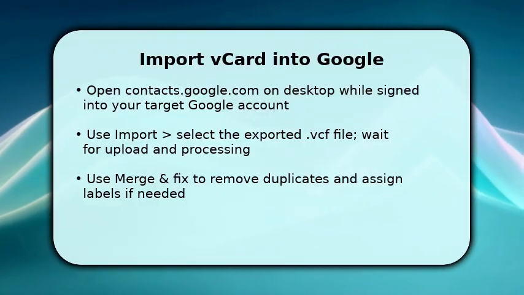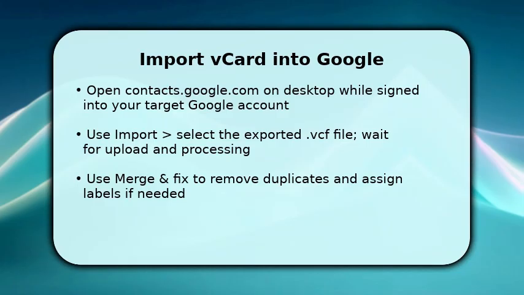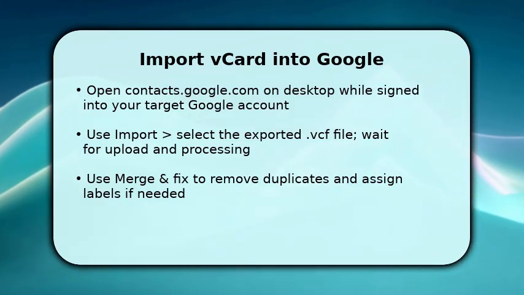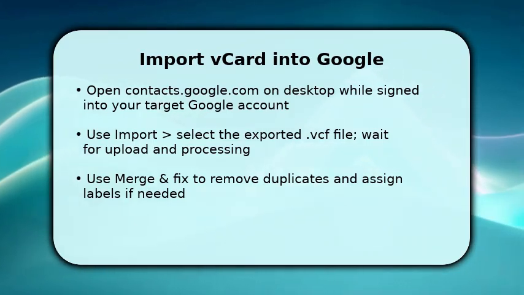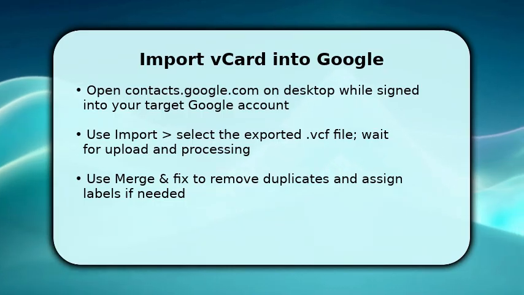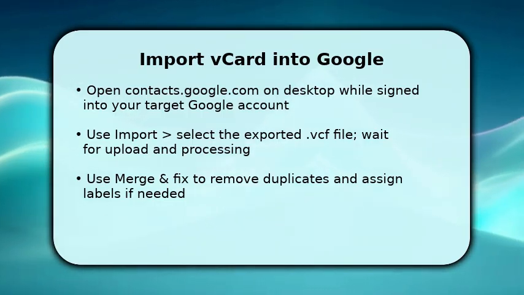Once done, use Merge and Fix to combine duplicates and assign labels to keep things organized. This stage resolves formatting differences, so phone numbers and emails map correctly.